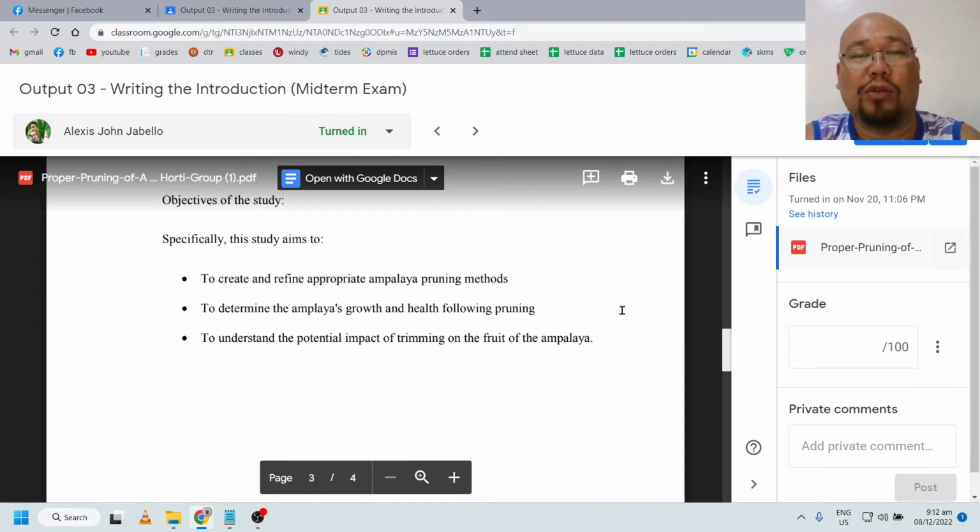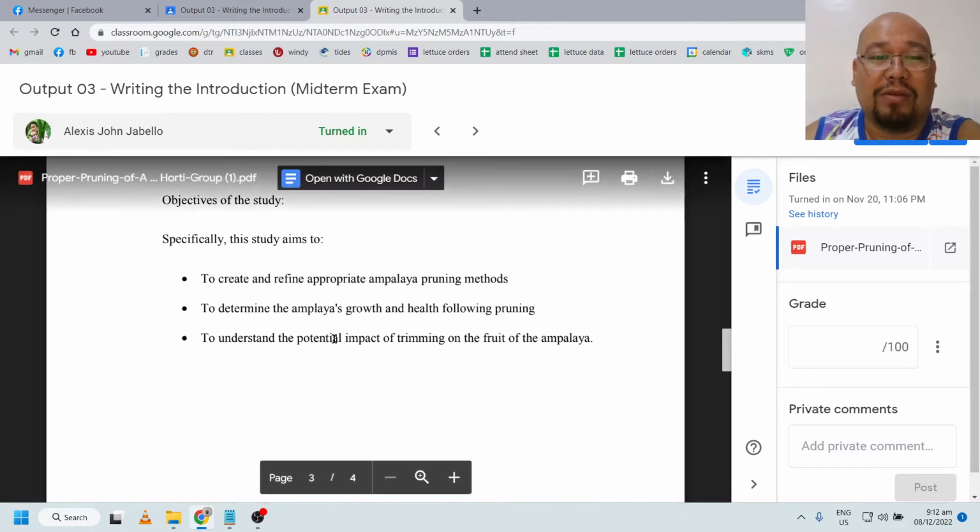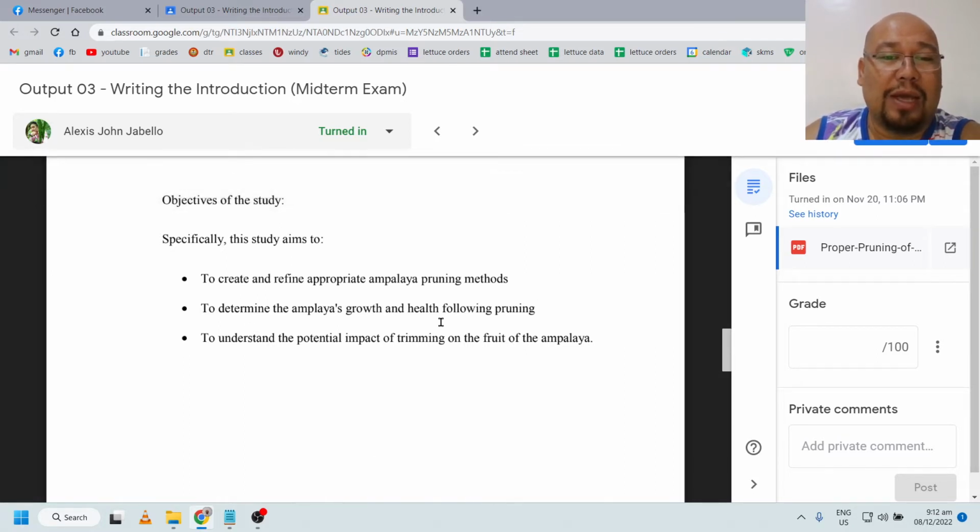They should be SMART: specific, measurable, attainable, and T is time bound, but that is more of a suggestion. The objectives are basically what we will be answering after you conduct your study. For example, if you look at number 1, to create and refine appropriate ampalaya pruning methods, are you actually creating a new method by the end of the study? Probably not. It's still vaguely stated. To determine the ampalaya's growth and health following pruning. Now, you're talking about growth and health.